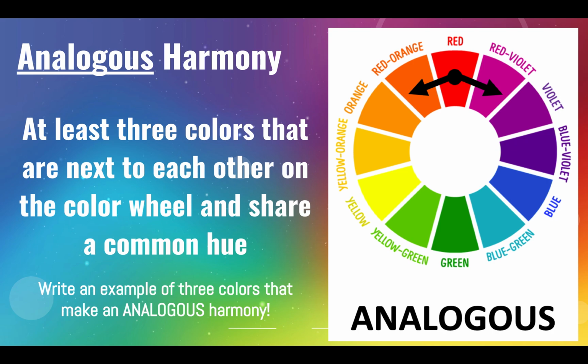Analogous color harmony. I think this is my favorite color harmony that I like to see. So you have at least three colors, could be more, that are directly next to each other on the color wheel and share a common hue. So here we're seeing red orange, red, and red violet. But really it could be any three or more colors just directly touching each other.